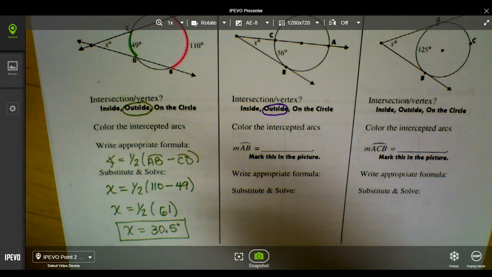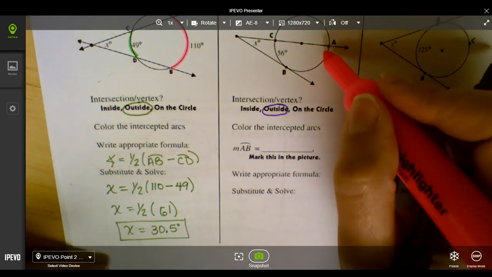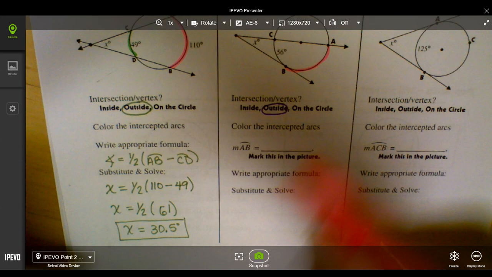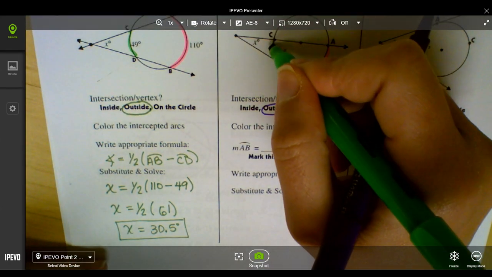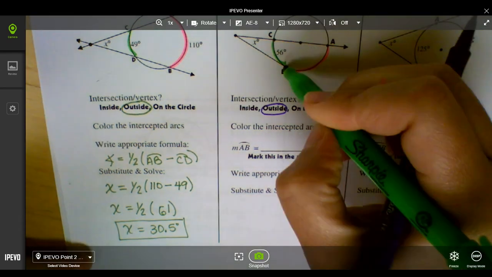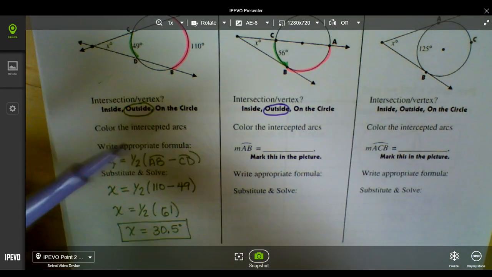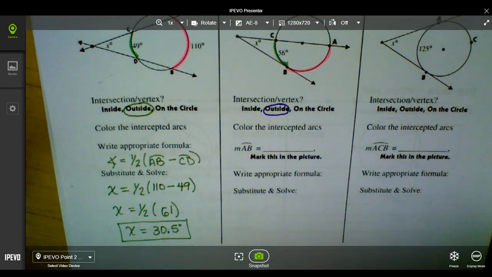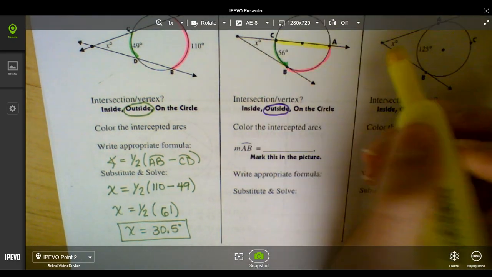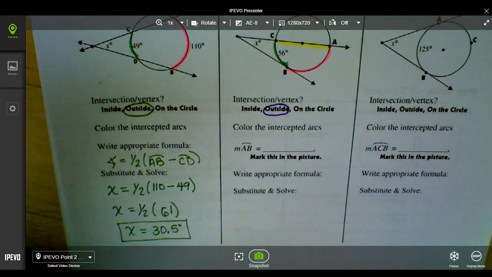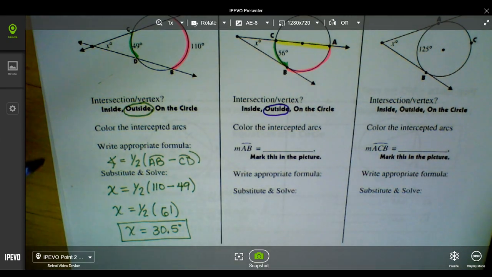But now it says color the intercepted arc, so we're going to do that again. My bigger arc is AB, my smaller arc is CB. And what do you notice about these arcs that I just colored in? Well, you should notice that they are half of a circle, because this guy is going through your center. So CA is a diameter over here.